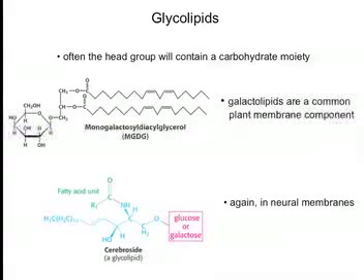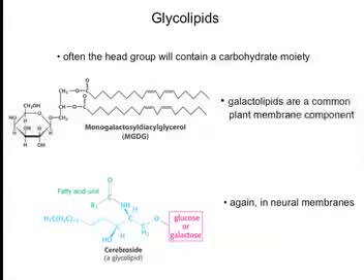Something else to mention, of course, is that, as I mentioned earlier, we can place a variety of head groups here. This is not a glycerol phospholipid. There's no phosphoryl group here, but we have modified that third carbon with a carbohydrate now, and this could be an oligosaccharide as well. Frequently, that's going to be galactose. So in plant membranes at least, galactolipids are a common component.